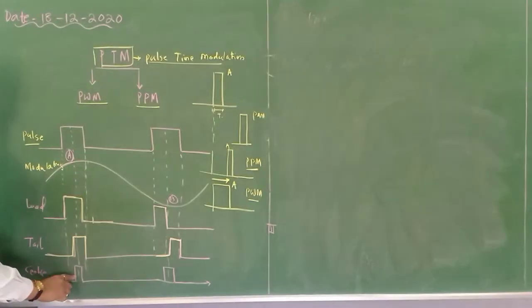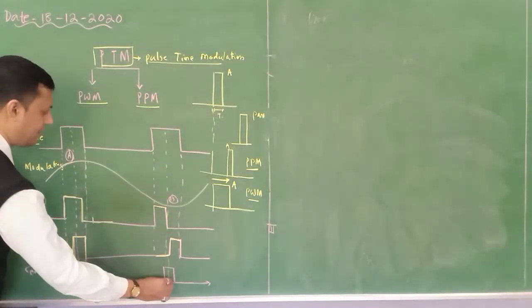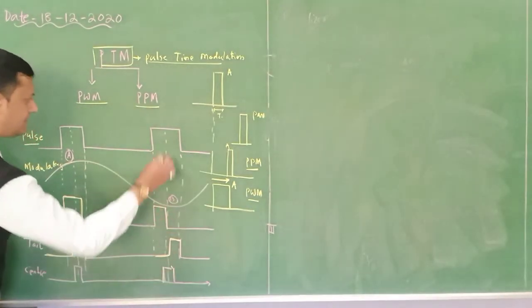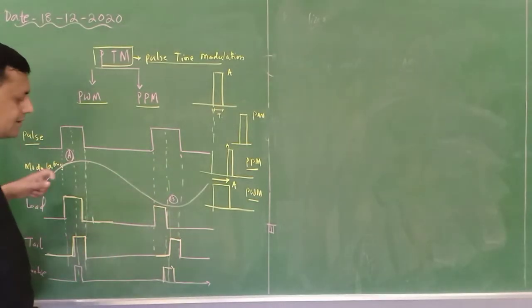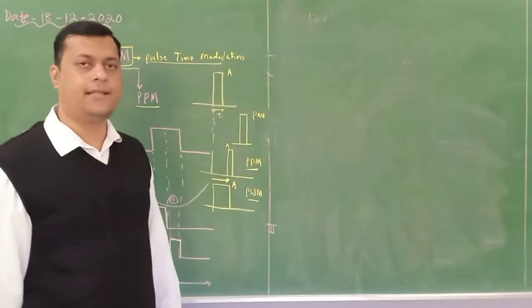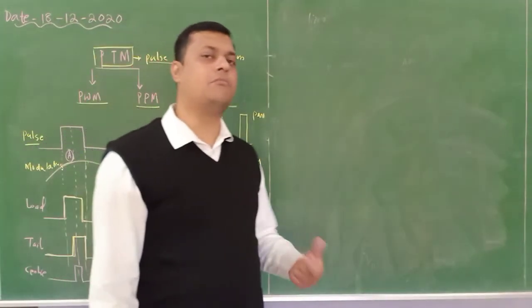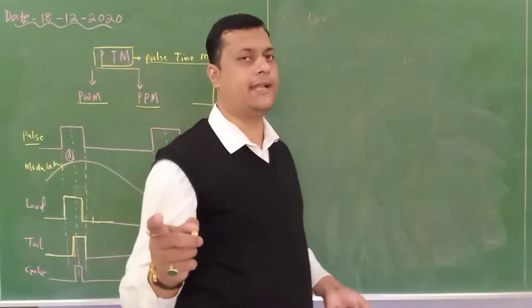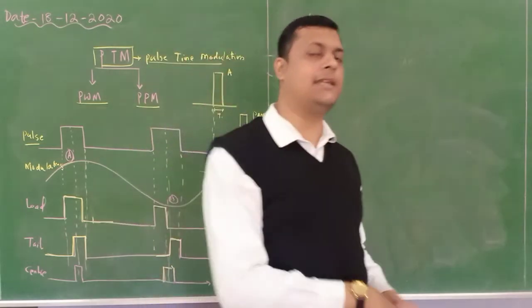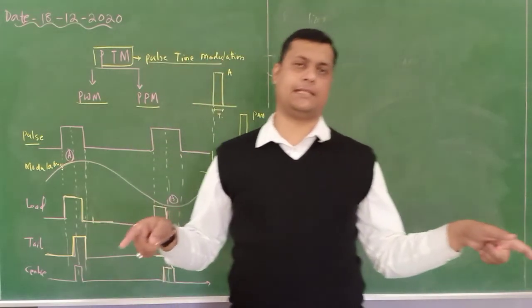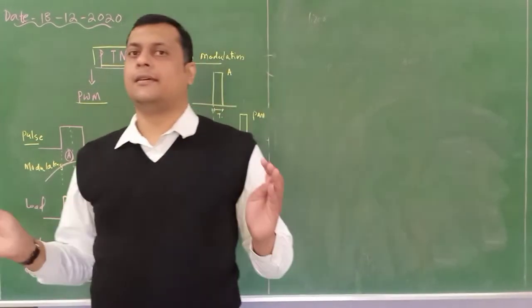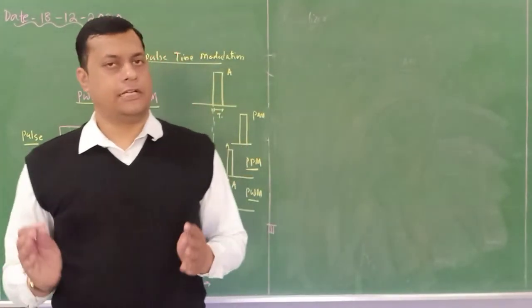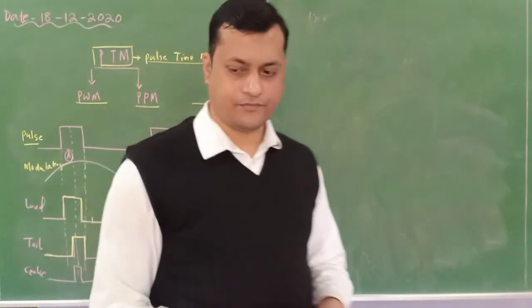Similarly, from the center of the pulse also we can identify. This is the center pulse. From the center position we are identifying the pulse width. So these are the three cases through which your pulse width can be monitored. If the modulating signal amplitude is increasing, your pulse width will increase. If the amplitude of the modulating signal decreases, the width of the pulse is going to decrease.